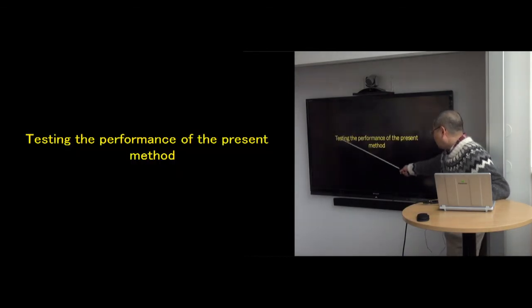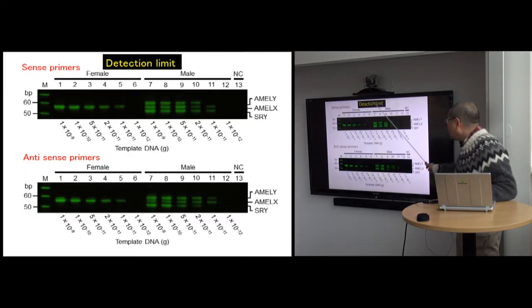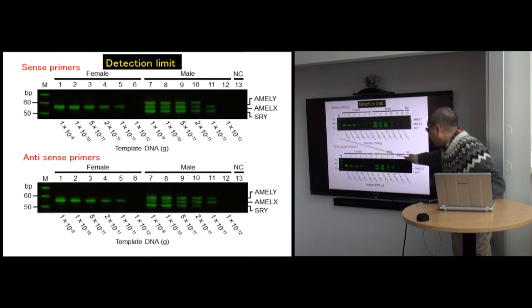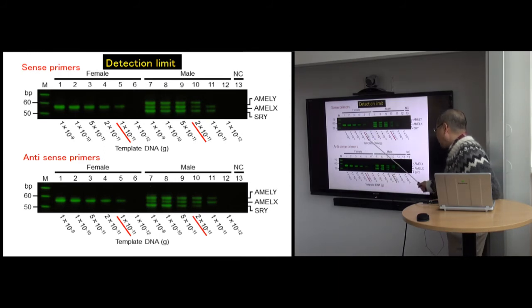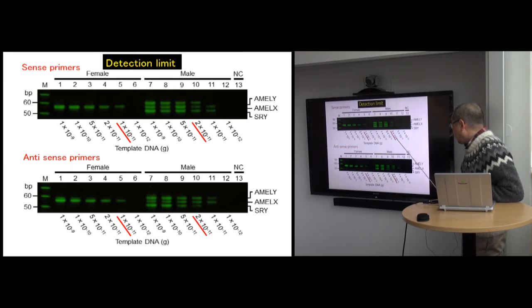Then we move to testing the performance of the present method. Now I'd like to show you the detection limit of each set, the primer sets using the sense chain and the primer sets using the antisense chain. In both sets, the detection limit is like this. This is 10 picogram, and this is 20 picogram. Both are the same. It's very, very sensitive, much more sensitive than commercial STR kits.